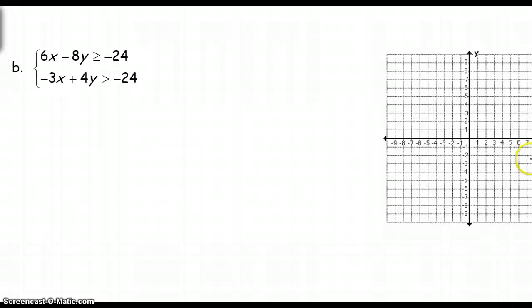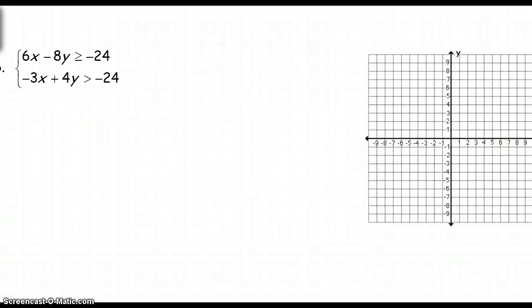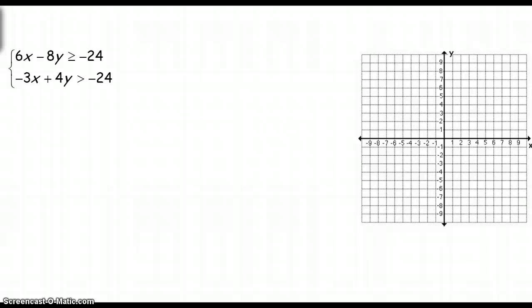Okay, let's look at B. Now, I'm looking at this, and it is definitely not in slope-intercept form anymore, right? It's in standard form. What's standard form good for? X and Y intercepts. So let's just go ahead and find our X and Y intercepts here.